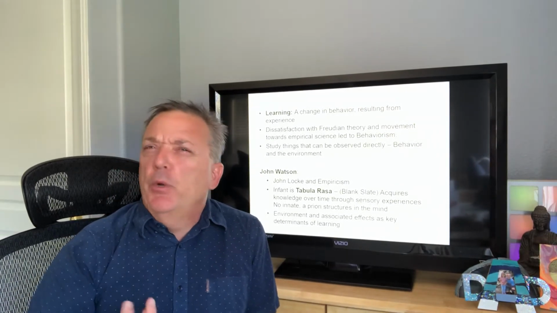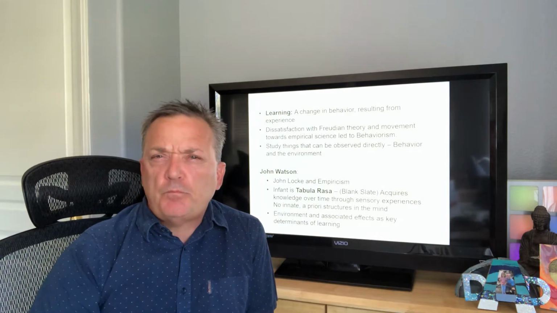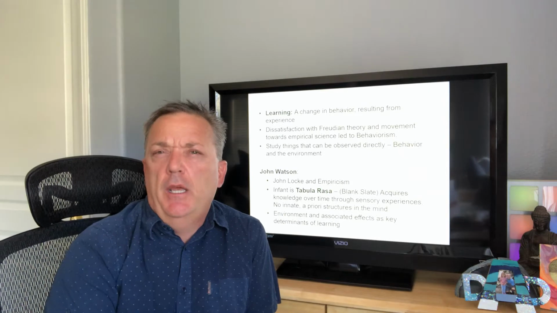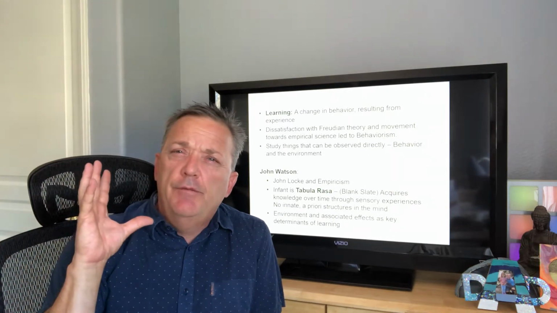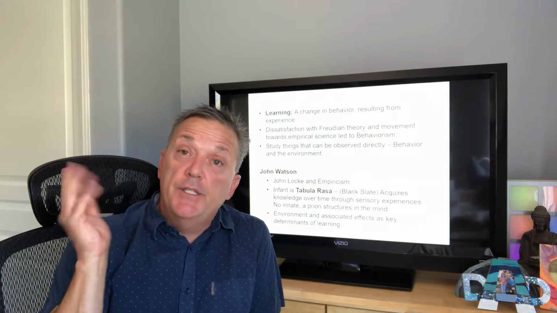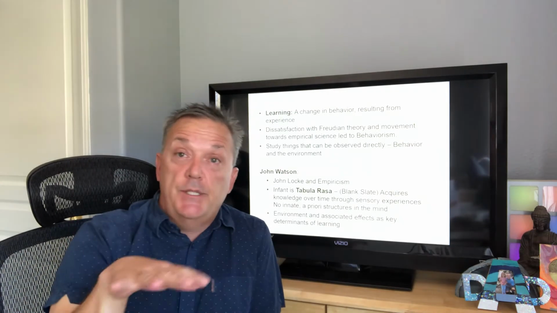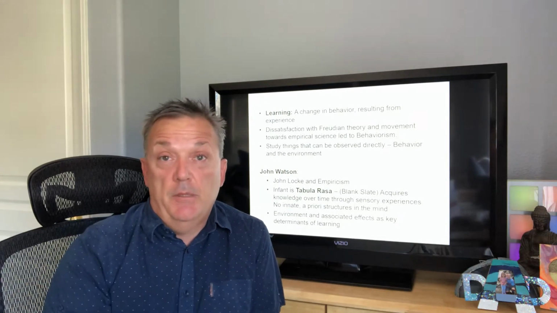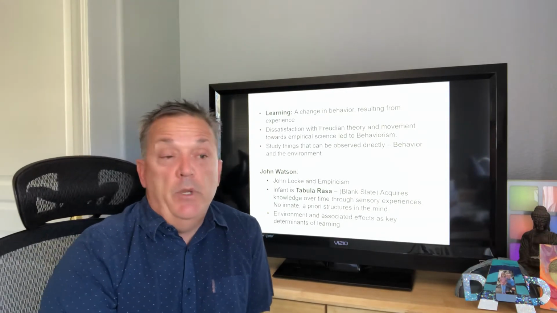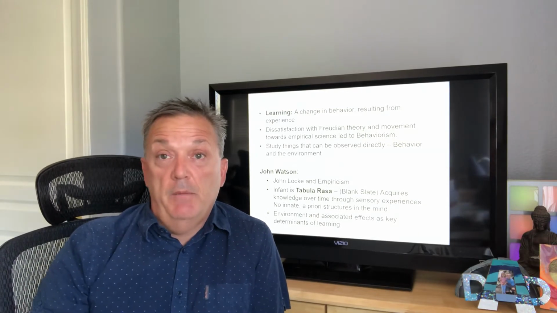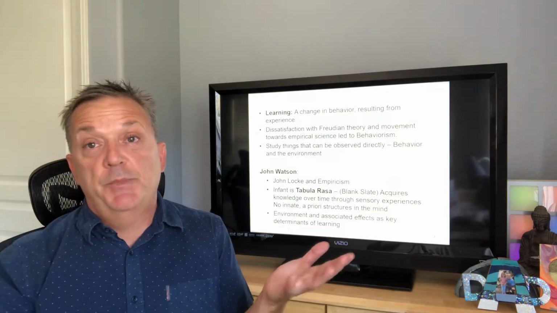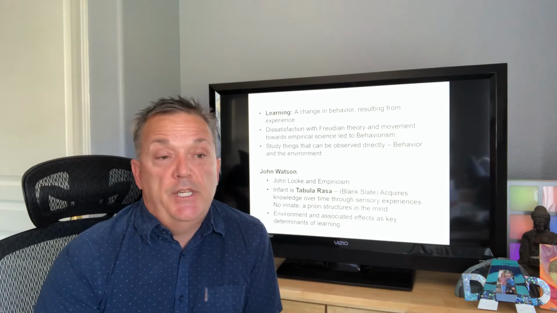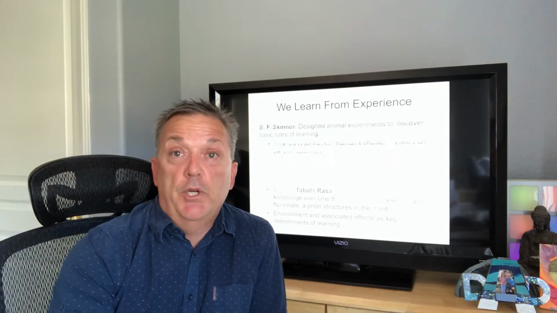John Watson, a big proponent of behaviorism early on. Behaviorism was based a lot on the philosophy of John Locke and empiricism: the idea that the infant's mind is a tabula rasa, a blank slate, and then through sensory experiences the infant learns things, and that becomes knowledge. There are no innate or a priori structures in the mind, but purely through rewards, punishments, and experiences in the world is our knowledge shaped. The environment and associated effects are key determinants of learning.